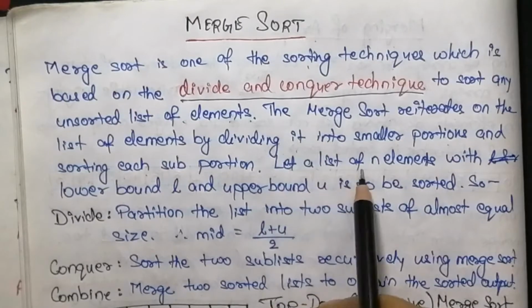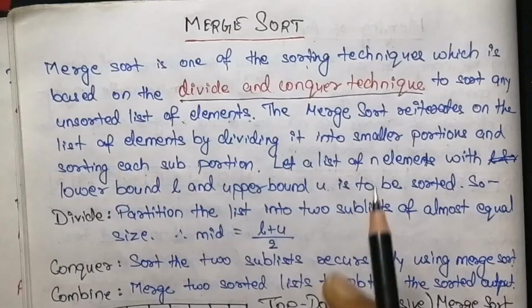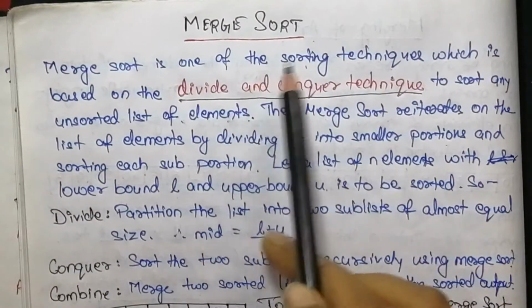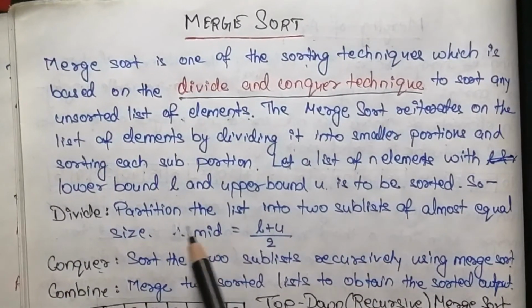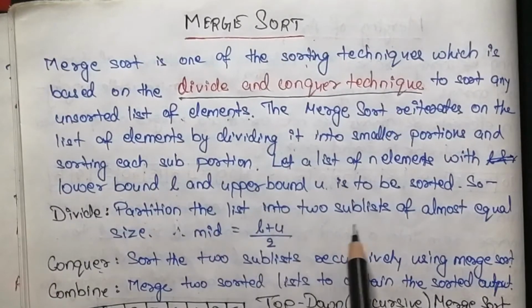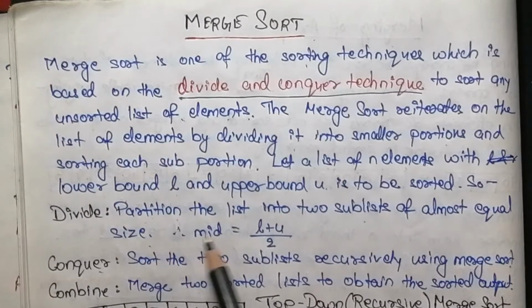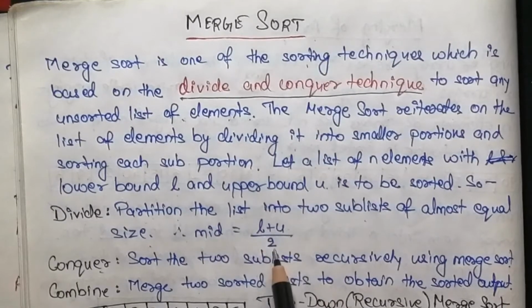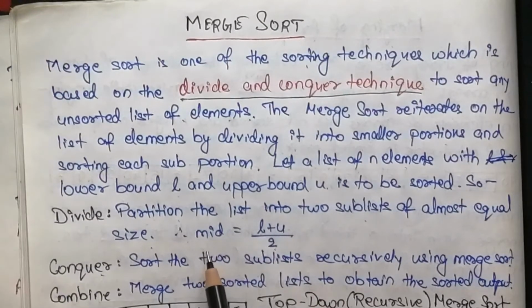So let's assume a list of n elements with lower bound L and upper bound U, and we need to sort this array, right? The main steps of this divide and conquer strategy of merge sort are divide, conquer and combine. In the beginning we will partition the list into two sublists of almost equal size. How can we partition the list into almost equal size? By getting the middle index. We will calculate the middle index as (L + U) / 2, where L is the lower bound and U is the upper bound.